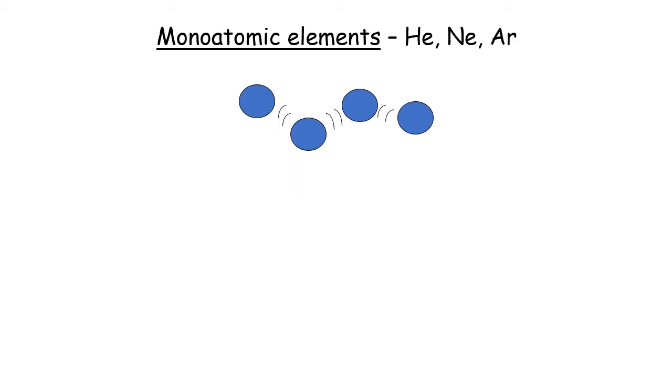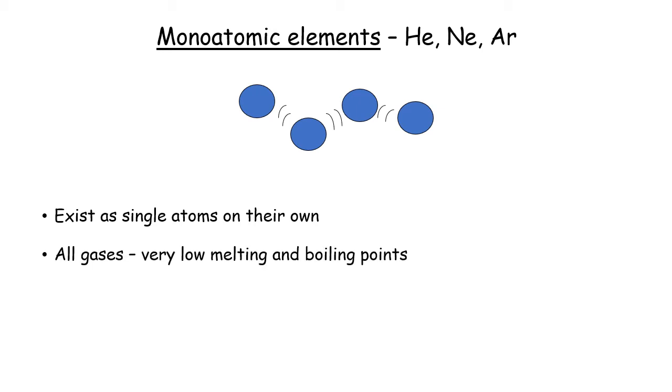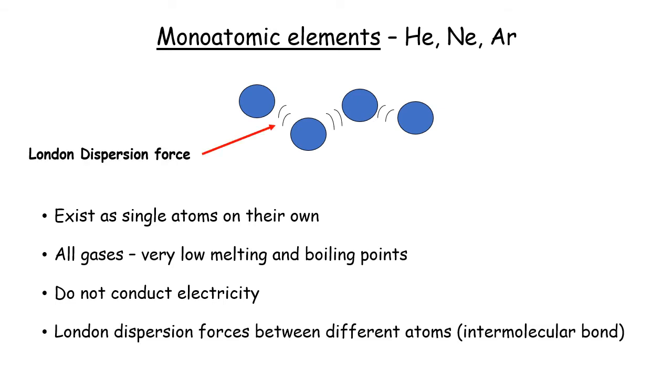The next group are our monoatomic elements, and we only see these for our noble gases. And in the first 20 elements, the noble gases are helium, neon, and argon. Monoatomic just means single atoms, and we see that these monoatomic elements exist as single atoms on their own. They are all gases, and they have very low melting and boiling points. And they do not conduct electricity, because you need to be charged in order to conduct electricity, and they are not. Now, even though they exist as single atoms on their own, there are intermolecular forces between them.